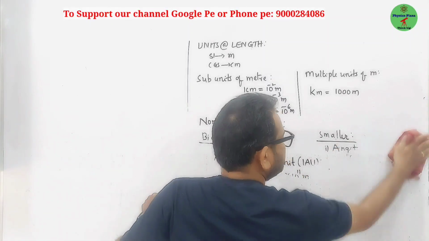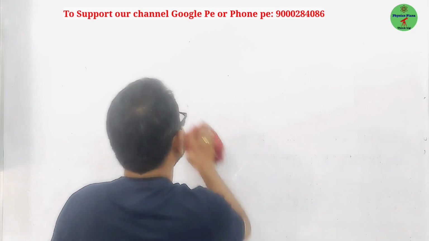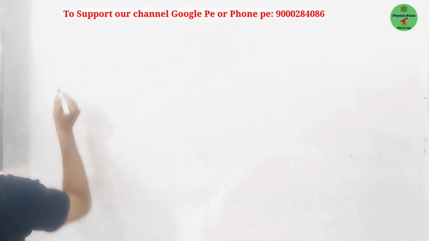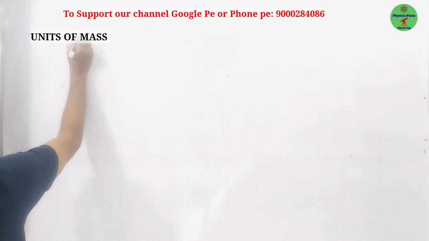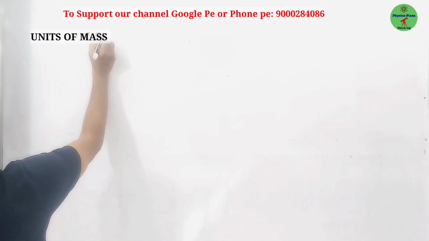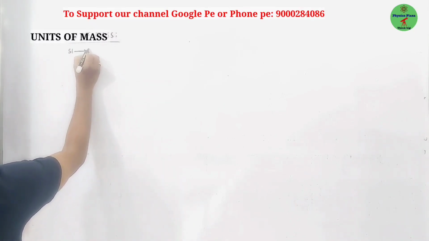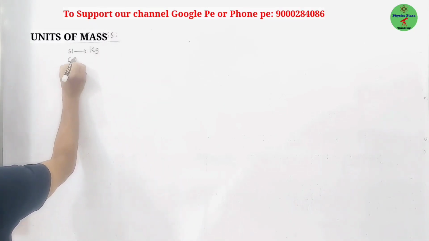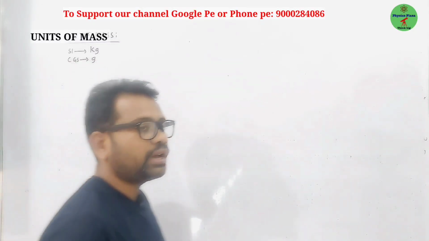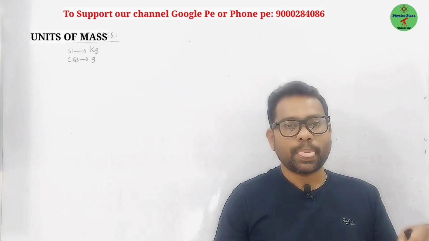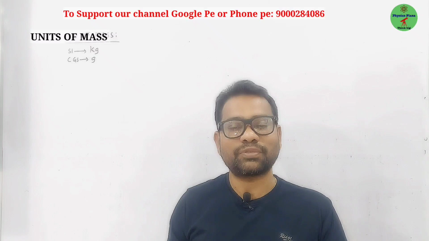Now we see the units of mass. Children, till now we discussed the units of length. Now we are going to see the units of mass. In the SI system, the unit of mass is kg, whereas in the CGS system, it is the gram. Here also we have subunits of kg, multiple units of kg, and non-metric units of mass that we are going to discuss.